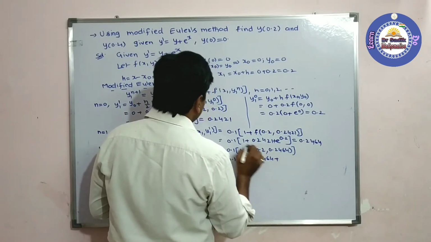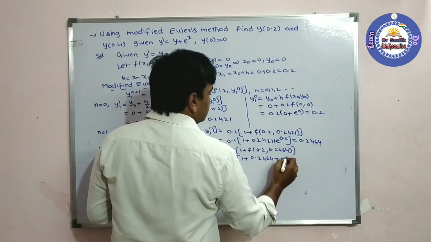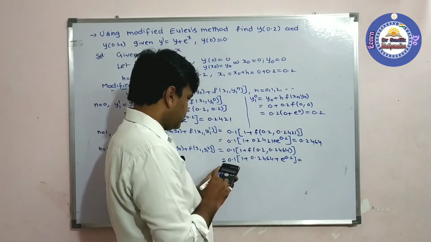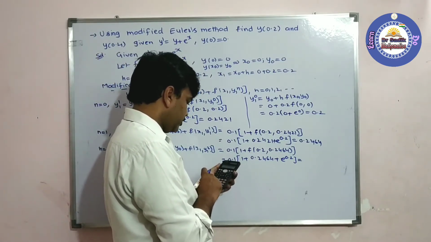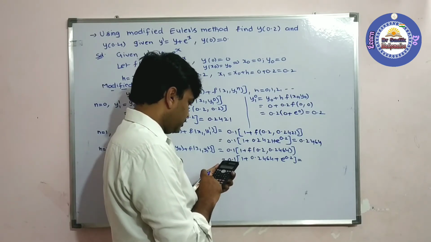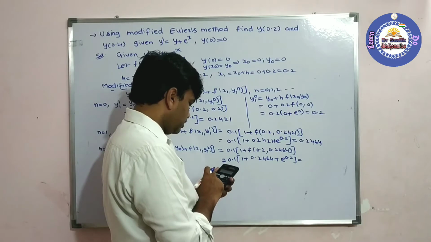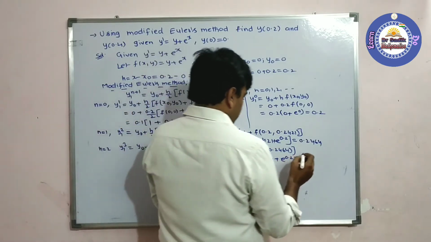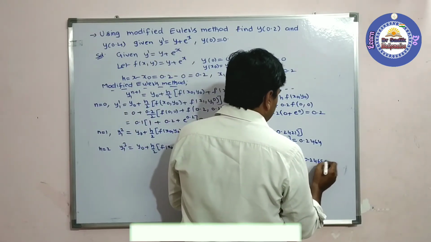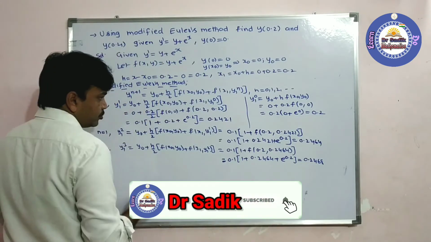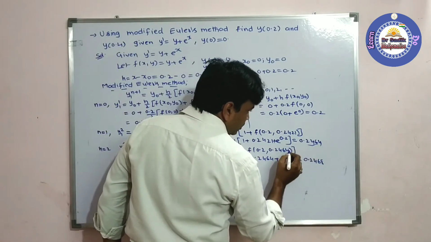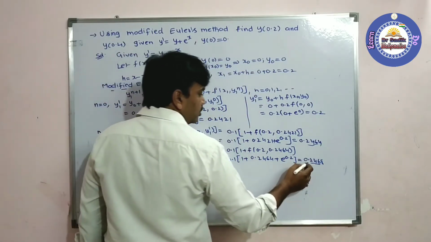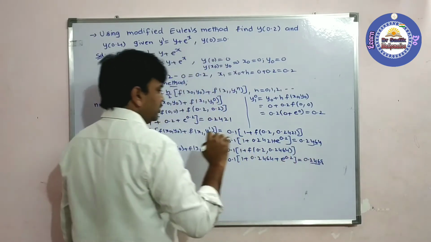0.2464 plus, here we have plus, students, e power 0.2 bracket close, that is equal to, you operate, students, here 0.1 bracket 1 plus 0.2464 plus shift ln, we get e 0.2 bracket close, that is equal to, we get here 0.2468, students, 0.2468. See, students, after the decimal place, 3 places are same. If I do another approximation, we get 0.2468, students. Let us see.